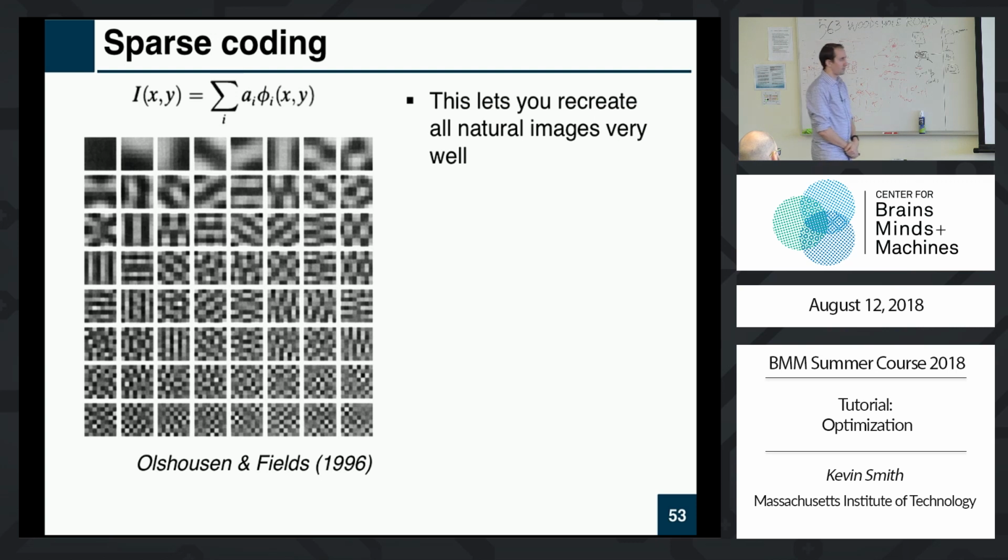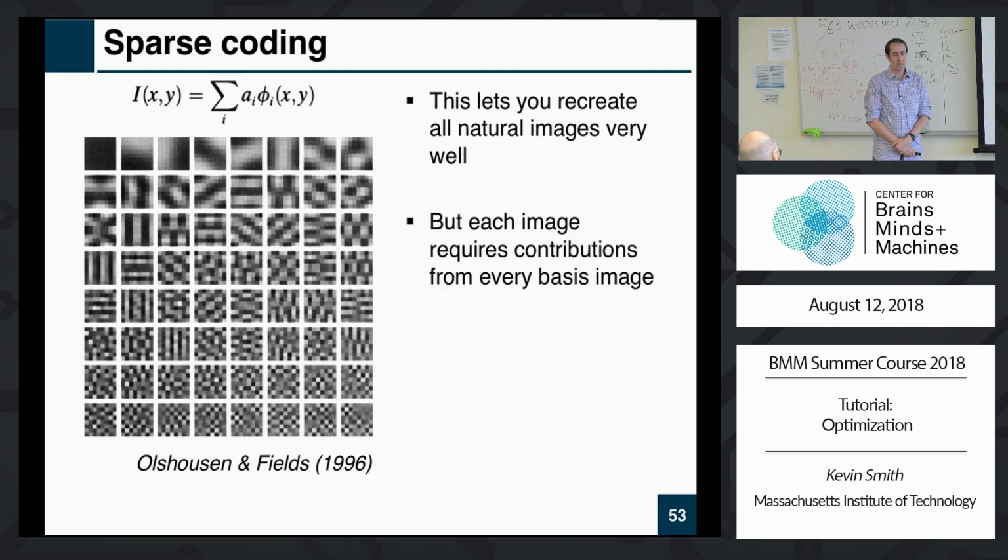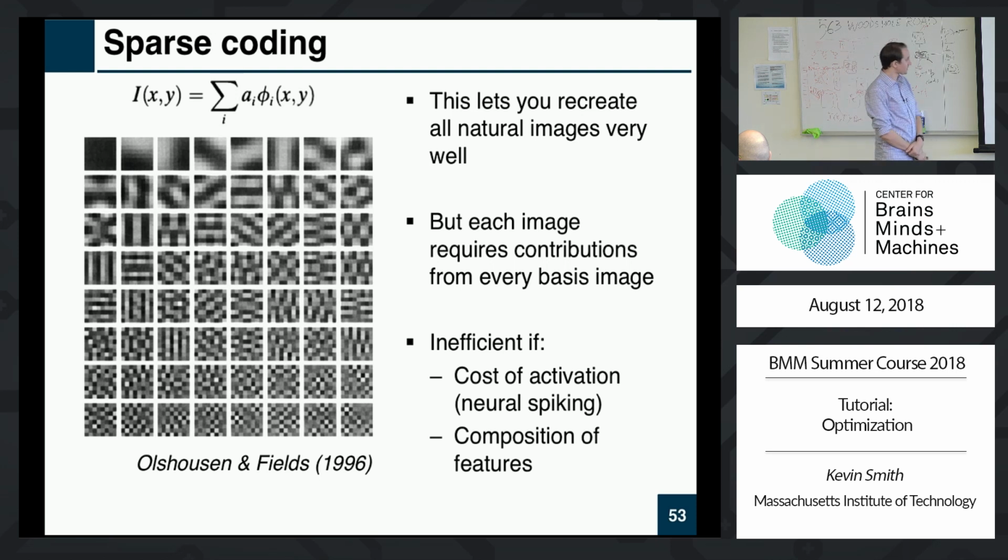So that's great, but there are some problems with this, because how to recreate each natural image is kind of uninterpretable. Every single image that you recreate is going to use all of these different basis functions in various ways. It's not really clear what each of the parameters means, because you can't really recover edges from this. An edge is some combination of a lot of different basis functions in a very specific way. It's just not great for interpretability. And it's also kind of inefficient.